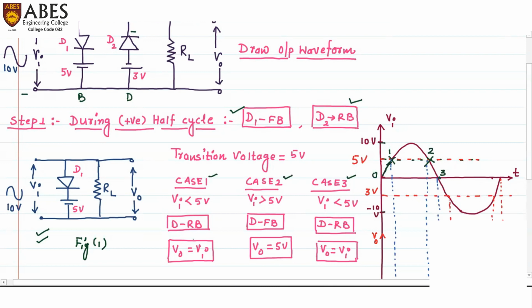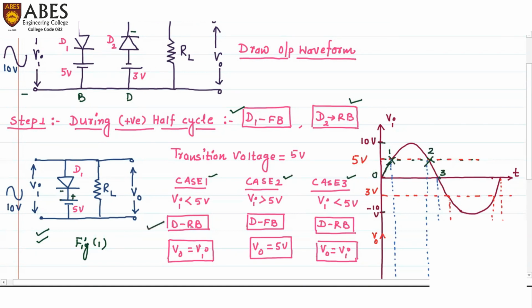Now, how do we calculate V naught? Whichever is higher is going to decide whether the diode will be forward biased or reverse biased. In case number 1, the 5 volt battery is greater as compared to Vi. So this 5 volt battery will decide the biasing. The positive terminal of the battery is connected to the negative terminal of the diode. Therefore, this battery will make the diode reverse biased.